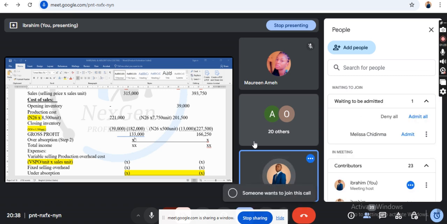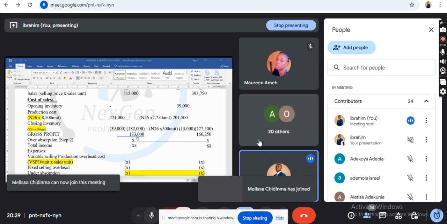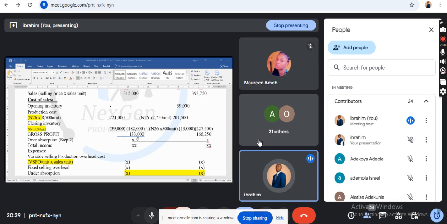I've equally explained why we have to put variable selling overhead as an expense. It is because variable selling is charged to sales. The expenses you incur in selling that product become your expenses under marginal costing. And we have the fixed selling overhead as well.